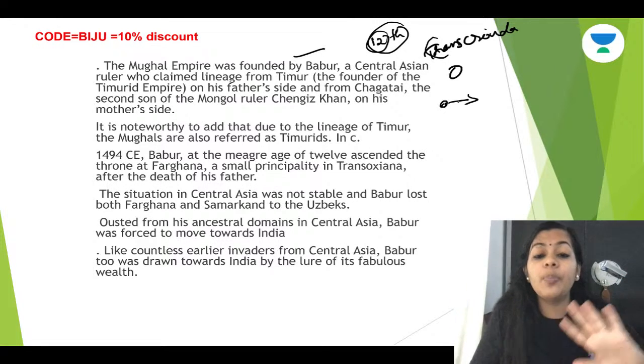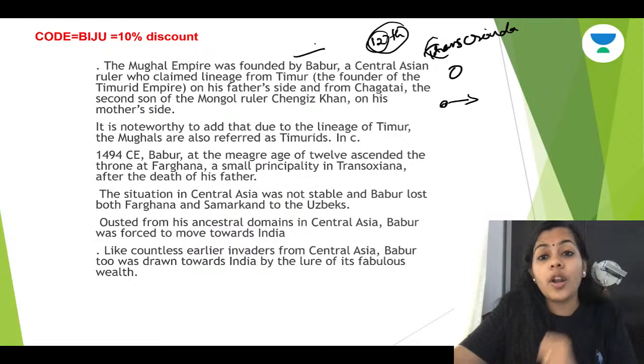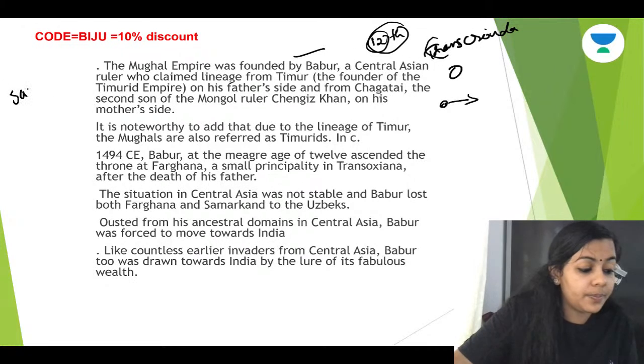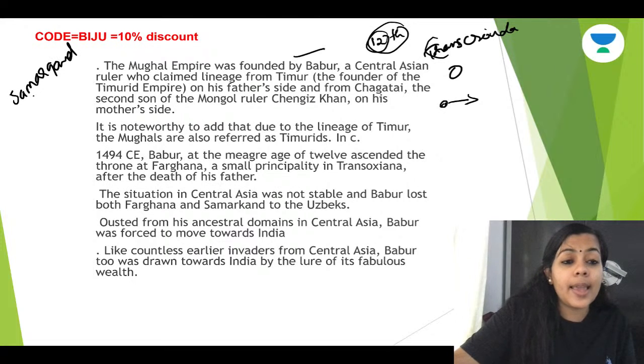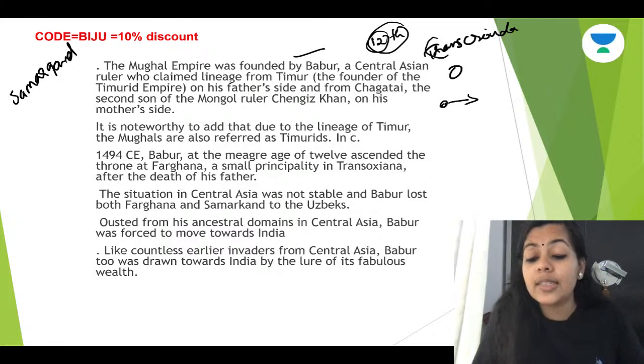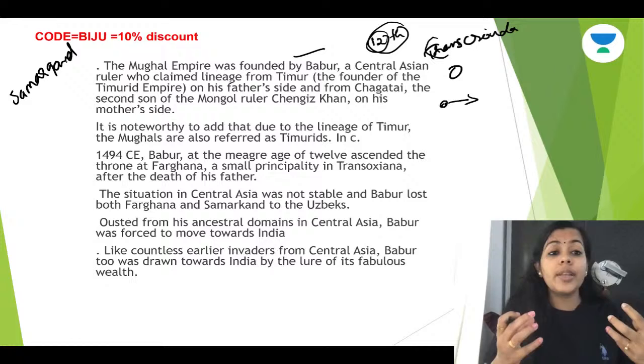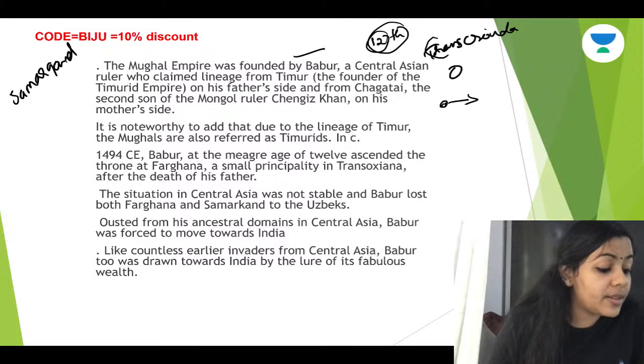There was no political stability for Babur, so he mainly tried to conquer this place known as Samarkand. Samarkand has much more importance in Islamic countries. Conquering Samarkand is something prestigious.